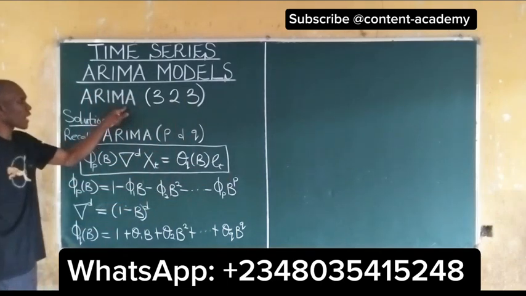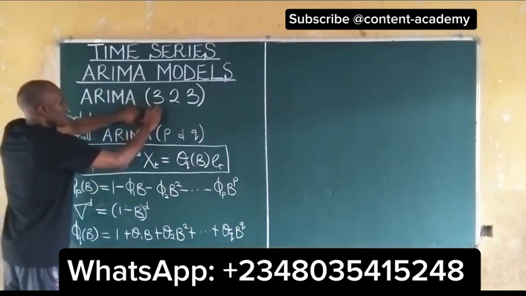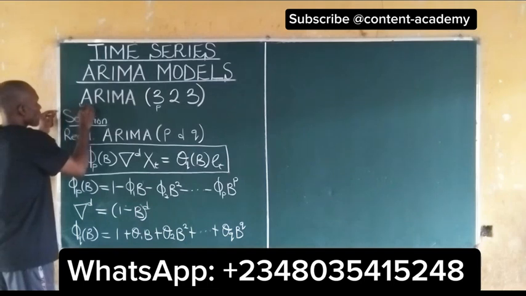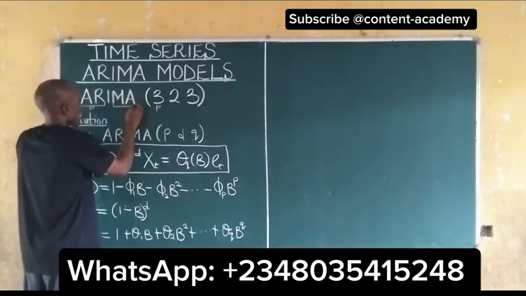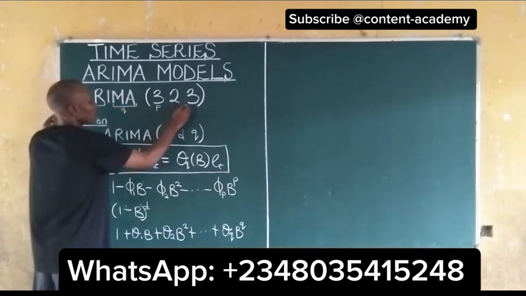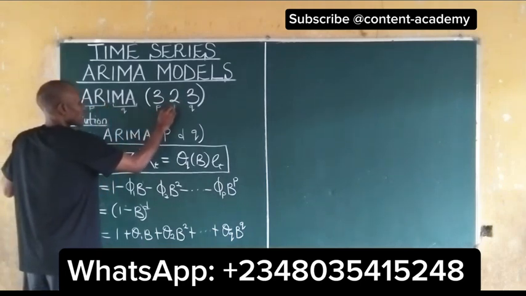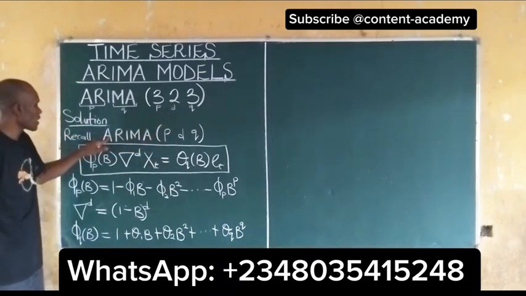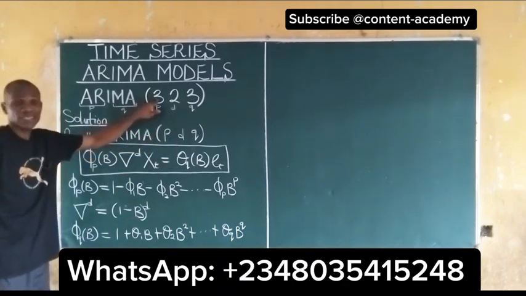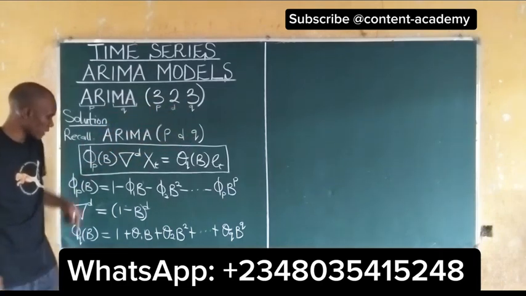So how do we compute ARIMA 323? Now we have here of order P. This is our AR model P. We have here our MA part of order Q. This is Q. And our differencing, we have it as D. The AR part, we have it as 3. While the MA part, we also have it as 3. So how do we write it?